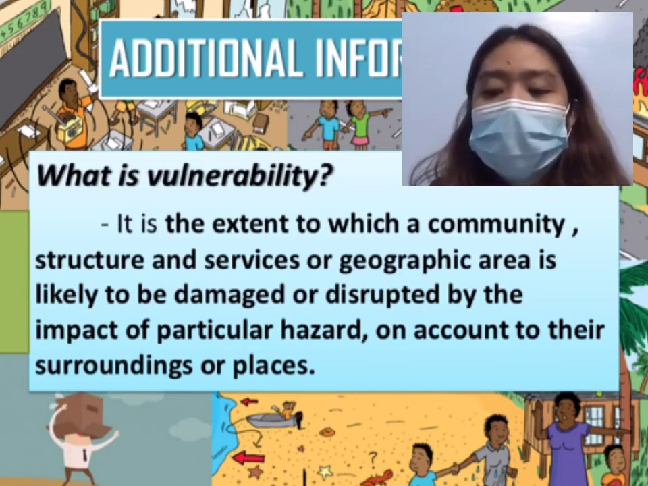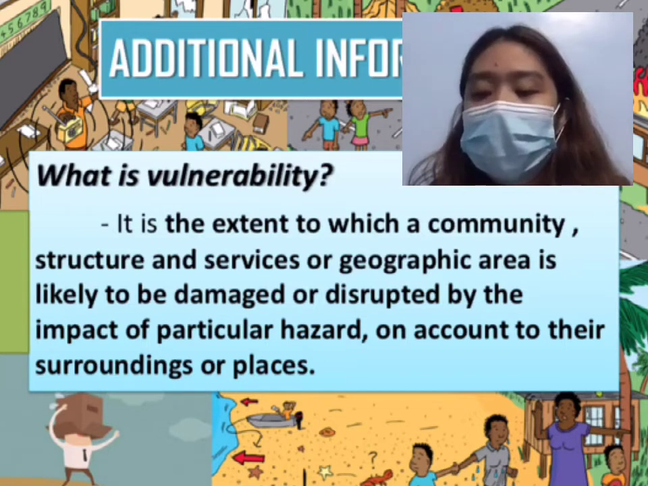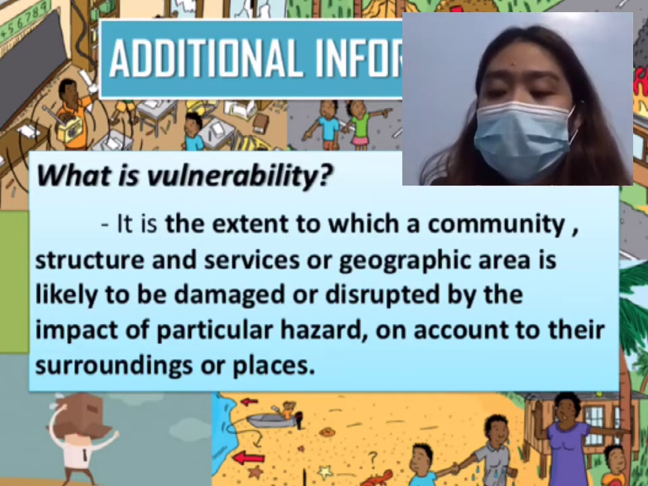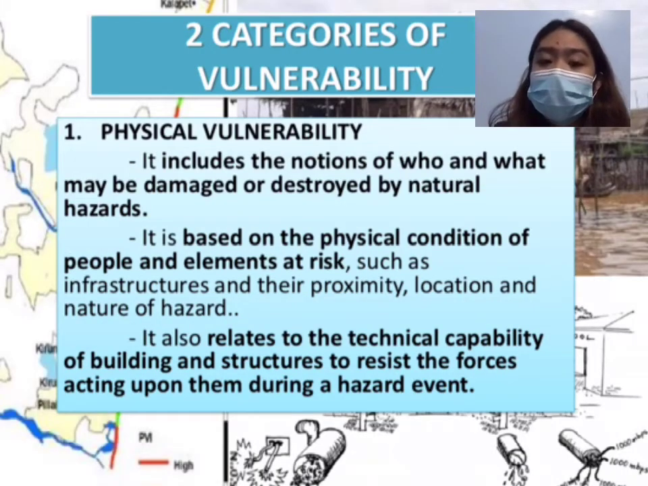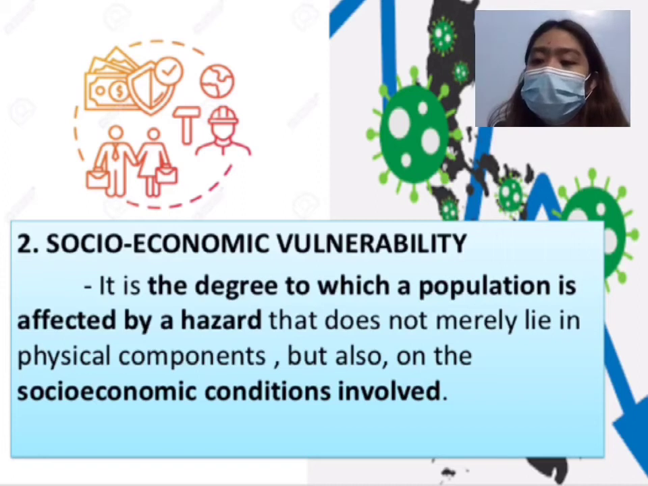Vulnerability, on the other hand, is the extent to which a community, structure and services, or geographic area is likely to be damaged or disrupted by the impact of a particular hazard on account of their surroundings or places. It also has two categories: physical vulnerability and socio-economic vulnerability. Physical vulnerability is based on the physical condition of the people and elements at risk, while socio-economic vulnerability is the degree to which a population is affected by a hazard and socio-economic conditions are involved.